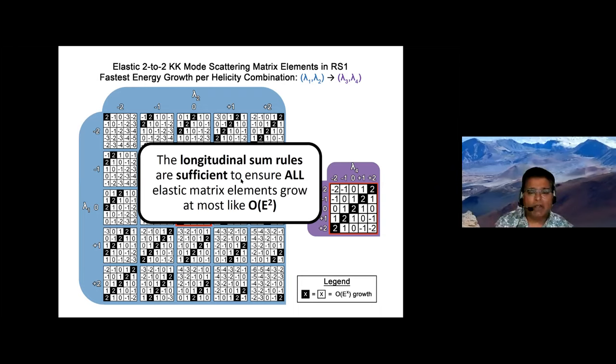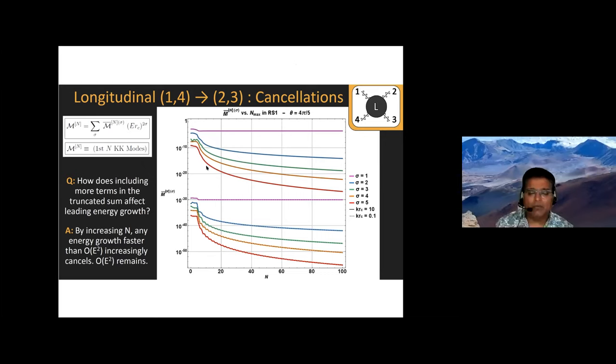You can ask, you know, what is the relative size, for example? How many KK states do you need to include in order to see these cancellations occur? This is a combination 1-4 to 2-3. It's kind of an interesting combination because it doesn't have a massless graviton contribute in the toroidal limit, because KK momentum zero doesn't contribute in the intermediate state.